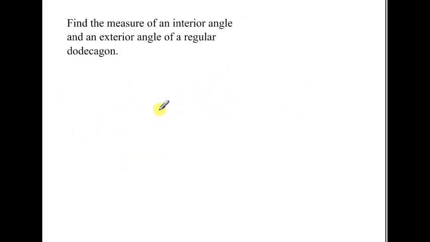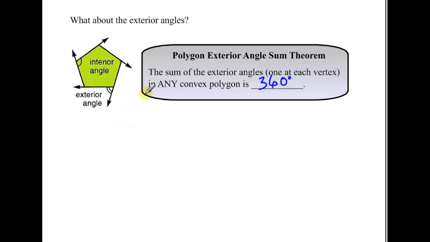Let's see what we've got on this next one. Find the measure of an interior angle. Ooh, interior, we're inside. And the measure of an exterior angle. So we're also outside of a regular dodecagon. I want to jump back a little bit. Go back to where we were learning about this exterior angle sum, and I want you to notice something because this is going to help you in this next kind of problem.